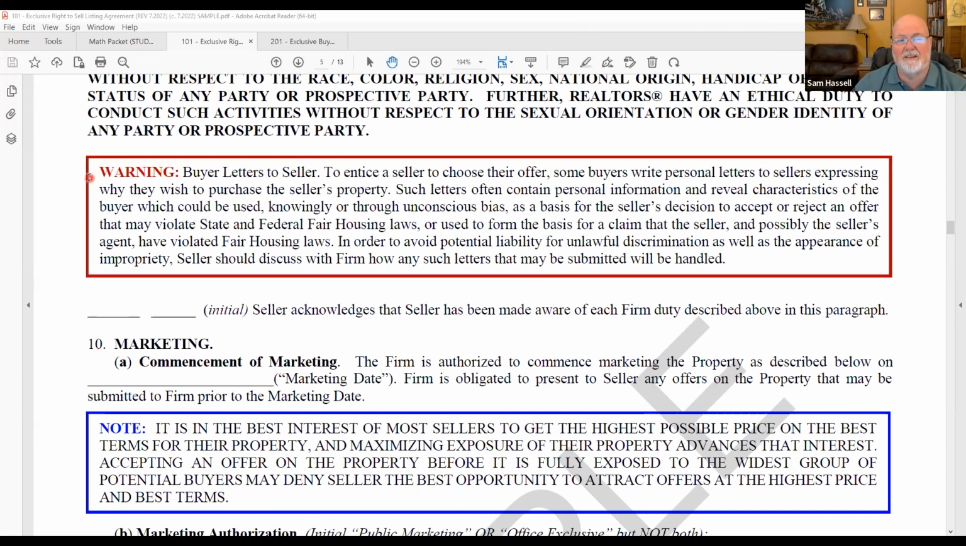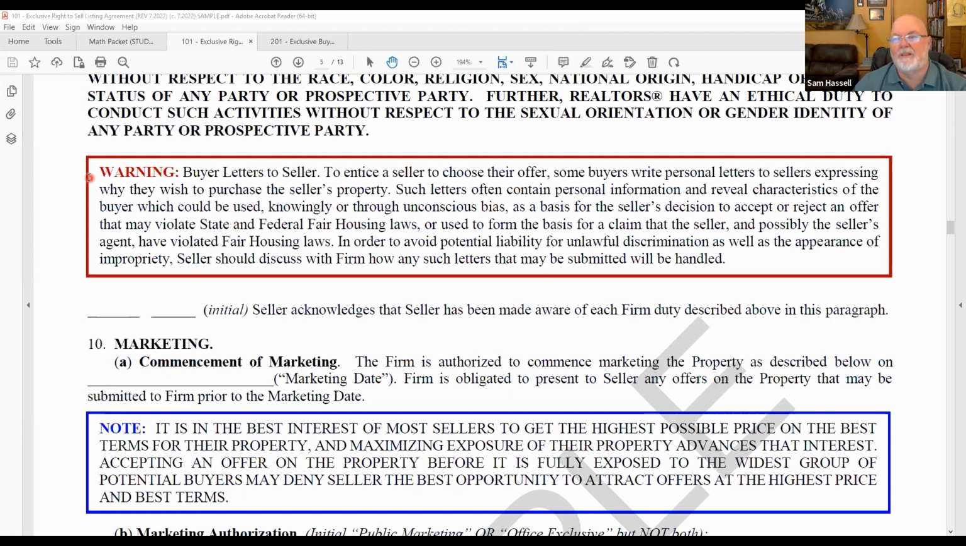So it says buyer letters to sellers. To entice a seller to choose their offer, some buyers write personal letters to sellers expressing why they wish to purchase the seller's property. Such letters often contain personal information and reveal characteristics of the buyer, which could be used knowingly or through unconscious bias as a basis for the seller's decision to accept or reject an offer that may violate state and federal fair housing laws, or used to form a basis for a claim that the seller, possibly the seller's agent, have violated fair housing laws. In order to avoid potential liability for unlawful discrimination, as well as the appearance of impropriety, seller should discuss with the firm how any such letters submitted will be handled.